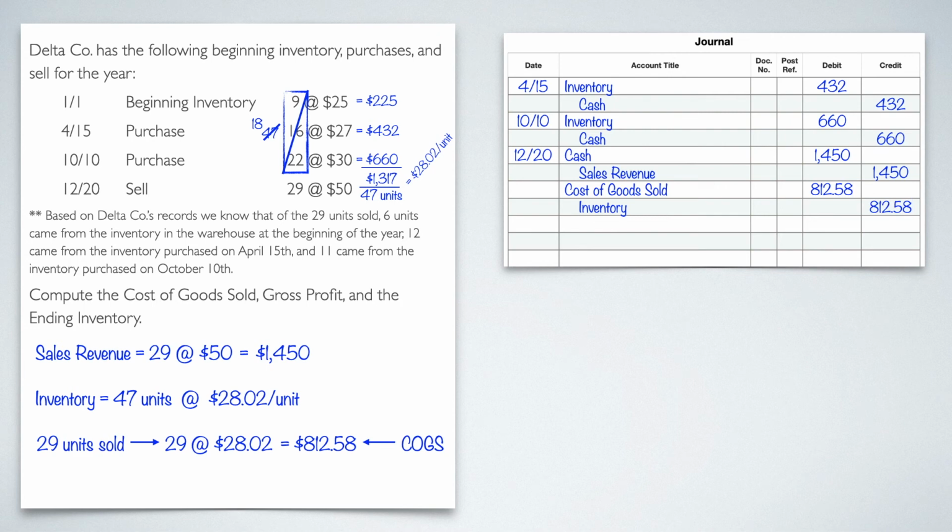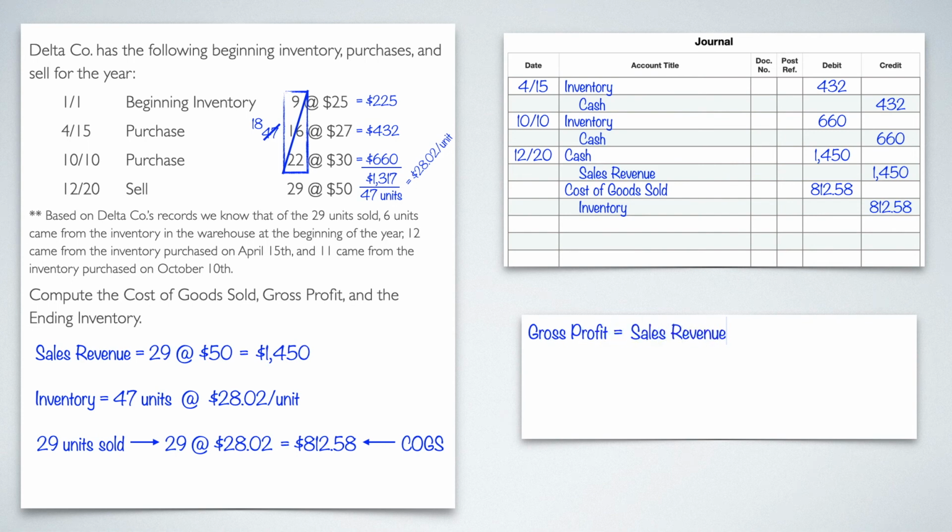Compute the cost of goods sold. My cost of goods sold is exactly what I had, $812.58. What is my gross profit? Well, my gross profit has been and will always be sales revenue minus COGS. That is sales revenue of 1,450 minus the COGS of 812.58. That's going to give me a gross profit of 637.42.